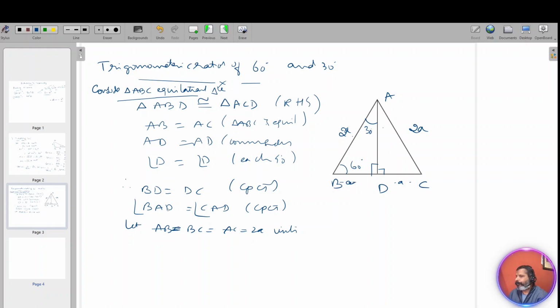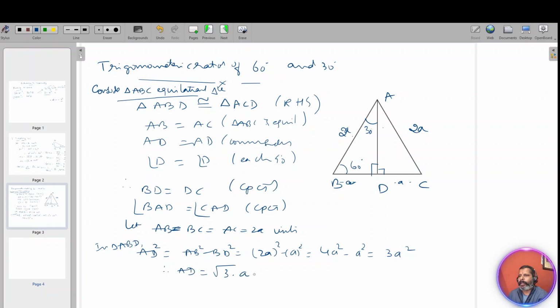Therefore, can we find AD square here? Because in a right angle triangle, we need all three values to get the ratios. So AD square is what? AD square, you take in triangle ABD, not ADC. Either way, it comes the same. In triangle ABD, AD square is AB square minus BD square. AB square is 2a whole square minus a square. That is 4a square minus a square, which becomes 3a square. Therefore, AD becomes root 3 into a units, because square root of a square is a.